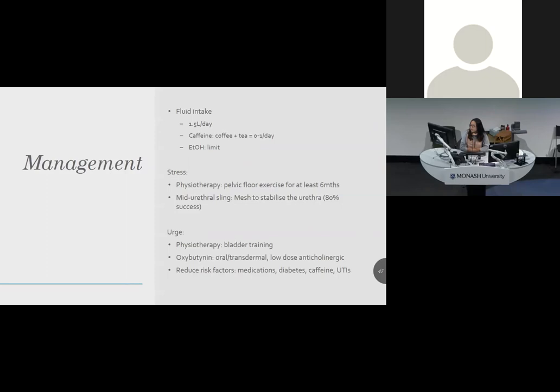In terms of specifically for stress incontinence, pelvic floor exercises for at least 6 months before they give up. A lot of these women will say, oh, I went to the physio, but they went to the physio like twice and they didn't keep doing the pelvic floor exercises and therefore it's not helping. So you need to tell them that it's going to take 6 months to 12 months for this to have any effect on your incontinence, but just stick with it. It will help.